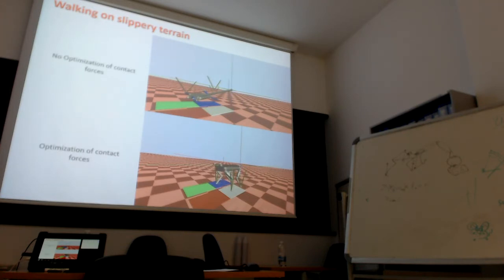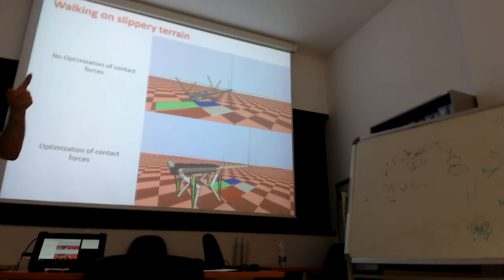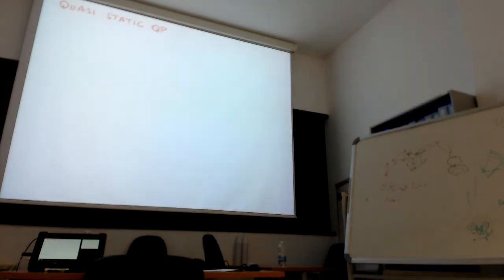Again, here there is no optimization of contact forces, and here the contact force estimation is optimized. What is the blue line? The blue line that sometimes appears. It's the estimation of the normal. Okay. It will appear in a ramp whenever you need to compute it. The normal is always vertical, so okay, yeah.